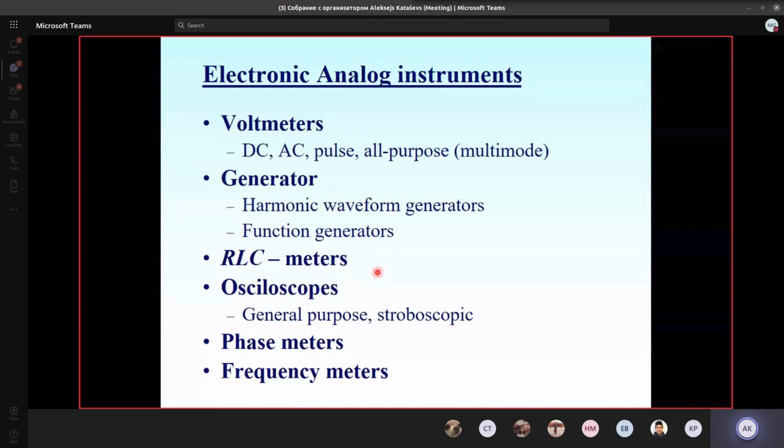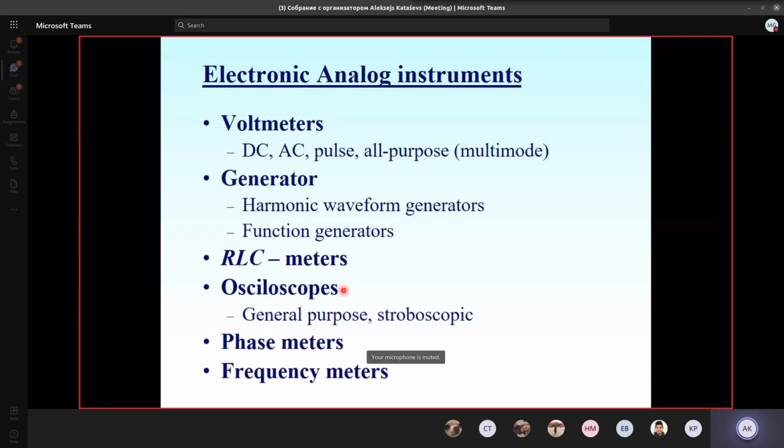Generally, there are two ways we use a generator. When we use them for testing circuitry, we usually don't require high accuracy. But we may use them for some kind of calibration measurement. In this case, we have to provide a very high accuracy, especially in the reproducing of the frequency. Another group of the analog instruments we consider are RLC meters, which are thought to measure the resistance, inductance, and the capacitance of the corresponding elements.